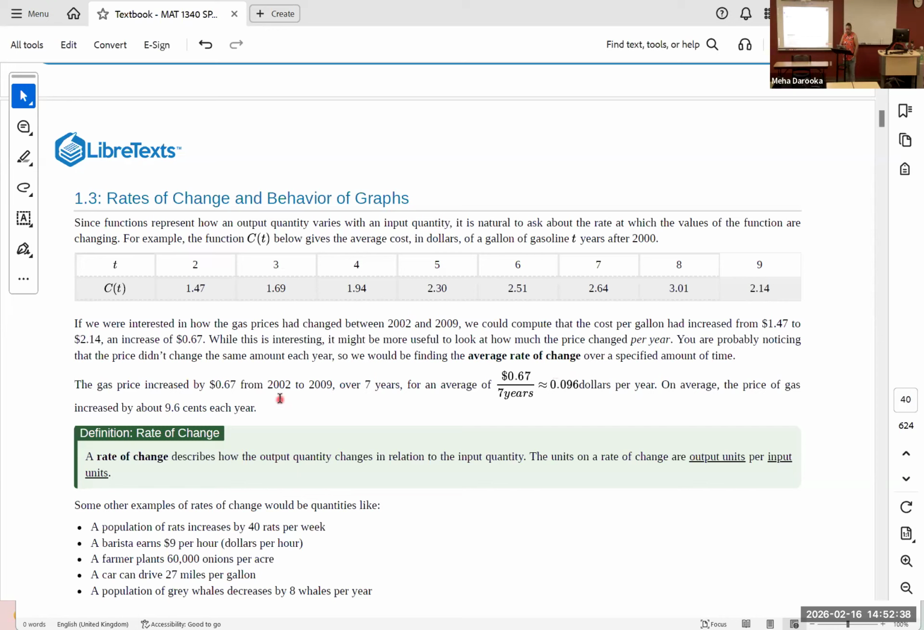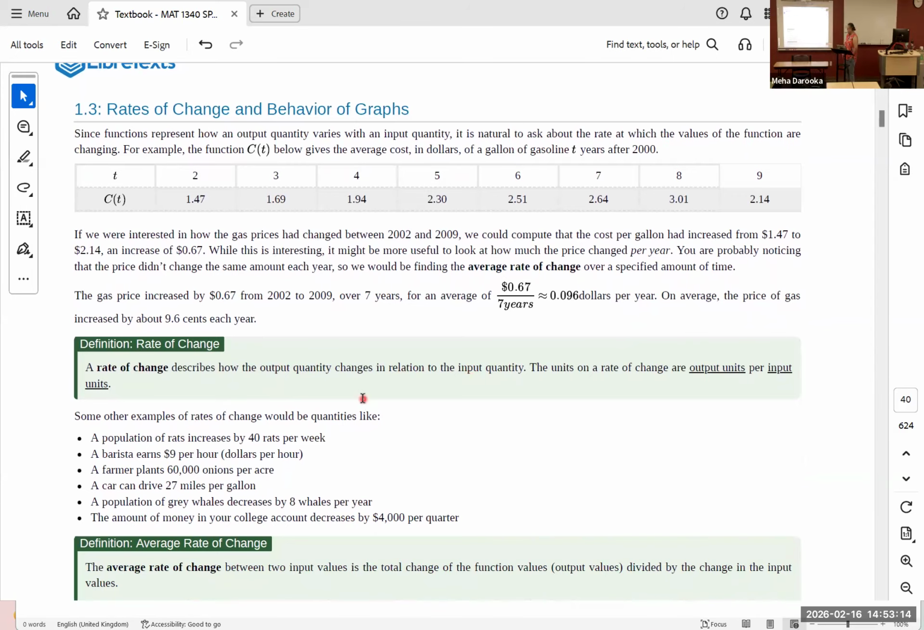So if you go from 2002 to 2009, that's a difference of 7 years. And you can see the gas price changed by 67 cents. So on average, we can say that the price of gas has increased by 9.6 cents each year. But remember, that means we are averaging out the larger changes in those years of 2006, 2007, even 2008, because you're taking an average of all the changes that have happened over that 7 year period.